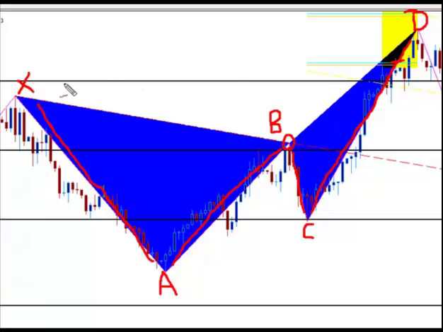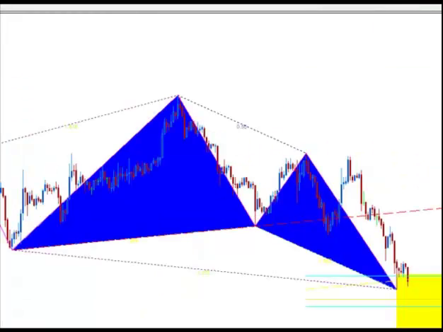Okay, so hopefully that makes sense for you. So we have our X point, our A point, our B point in the middle, then we have our C point, and finally we have our D point. And that's how we more or less label our harmonic patterns. Okay, and likewise on our bullish patterns, we're going to label these the exact same way.